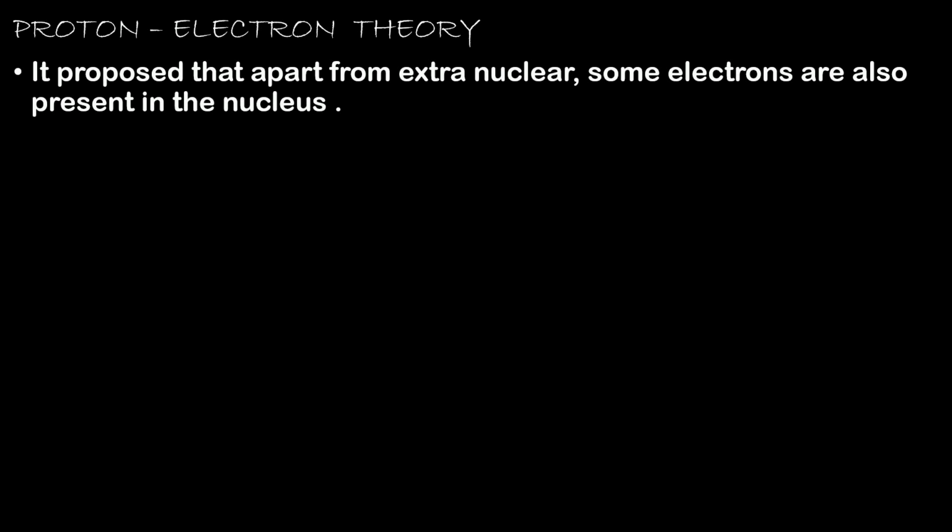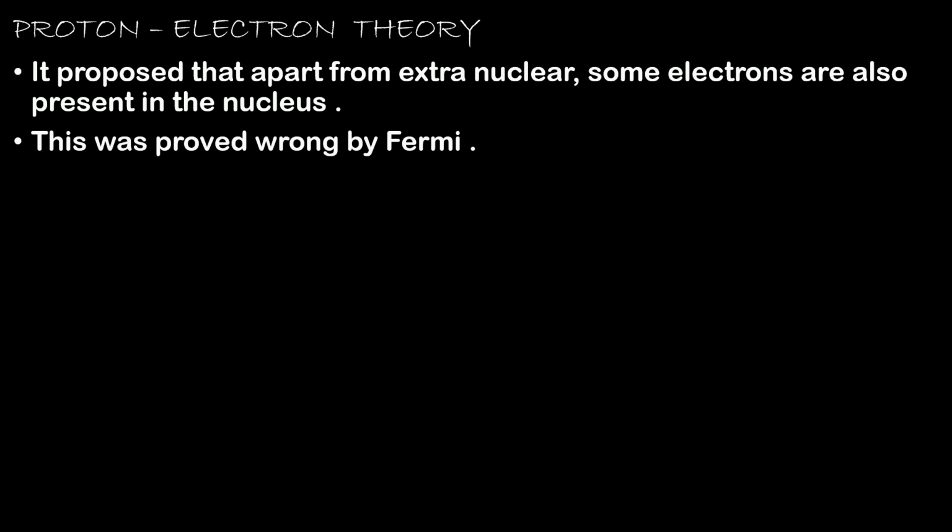Now William Prout came up with another theory, the proton-electron theory, in which he said that apart from extra nuclear electrons, there are some electrons which are also present in the nucleus. That means there are electrons outside the nucleus as well as some electrons inside the nucleus. This was proved wrong by Fermi.